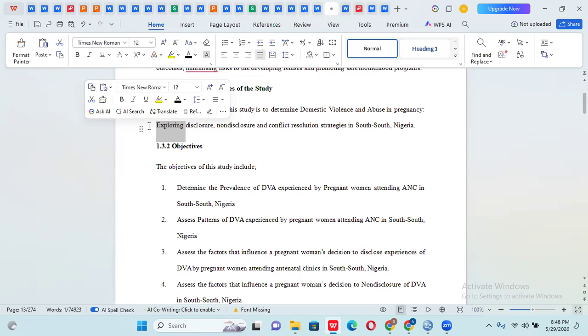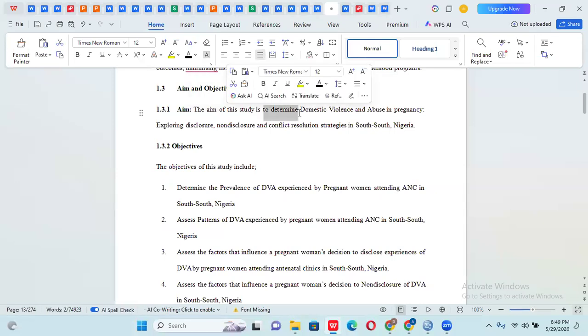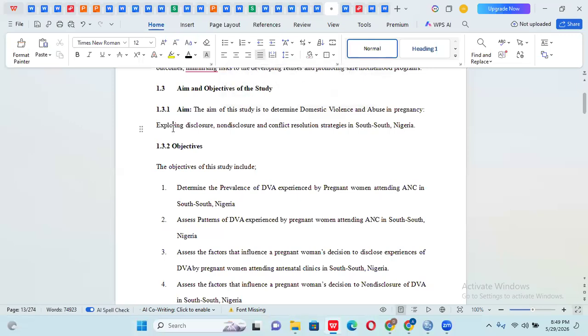Okay, all right. Now, we have a statement here. He said to determine. To determine goes in line with what? Goes in line with quantitative research. Exploring goes in line with what? Qualitative research. So meaning that this research is what? It is a mixed method research. Are you with me? Meaning that this research is a mixed method research.